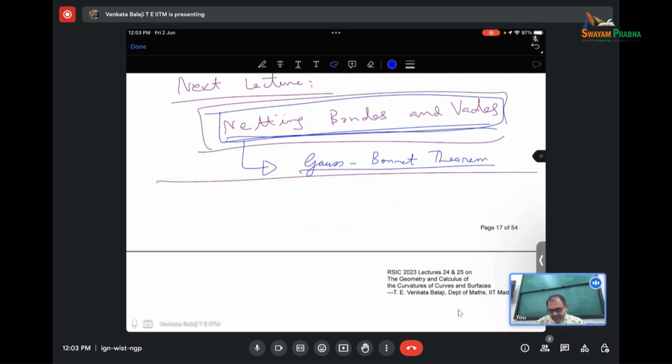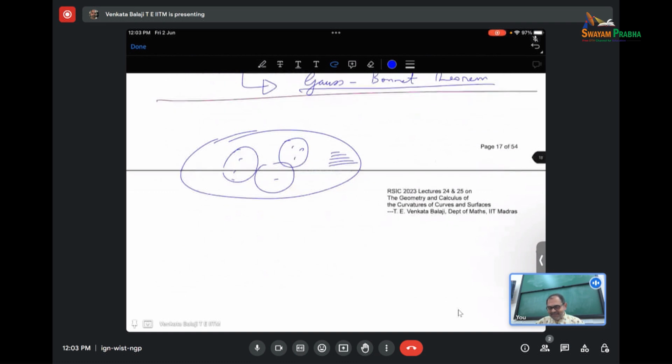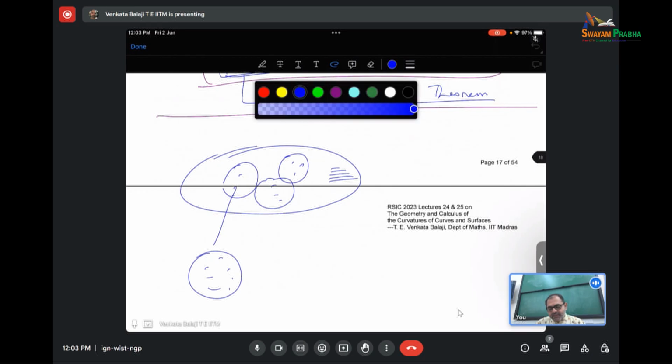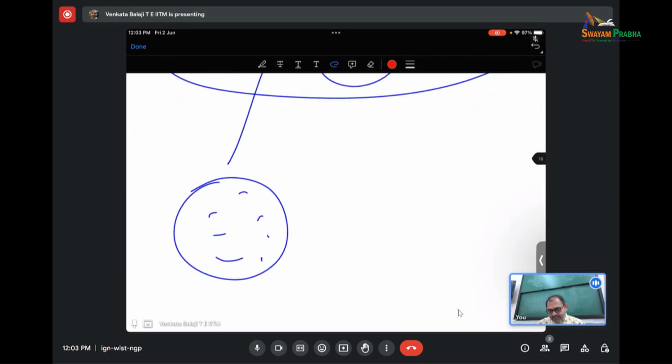So you can imagine very well, you go to a restaurant and you get a plate of bondas, and you get some chutney, and then you get something else. But I'm not interested in that. I'm more interested in taking one of these bondas and trying to put a net around it. So what is this business of a net? So you put a net like this.